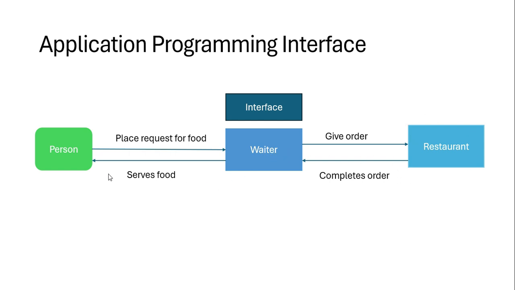the food here. So the person doesn't directly communicate with the restaurant. He communicates through a waiter. So the waiter acts as an interface here.